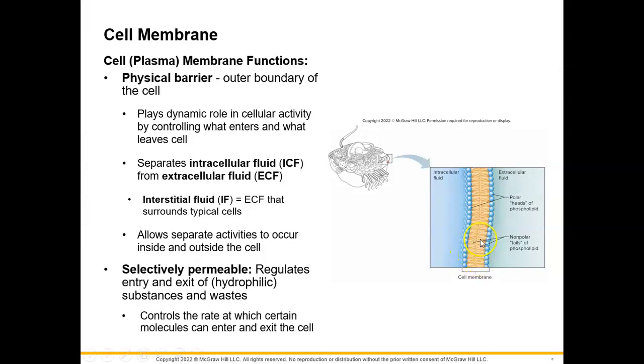The phospholipid bilayer separates the intracellular fluid from the extracellular fluid, and it allows separate activities to occur inside and outside of the cell. The cell membrane functions to be selectively permeable. It regulates entry and exit of substances and waste, but really particularly hydrophilic substances. This means it controls the rate at which certain molecules can enter and exit the cell.